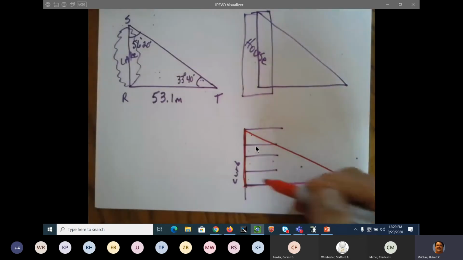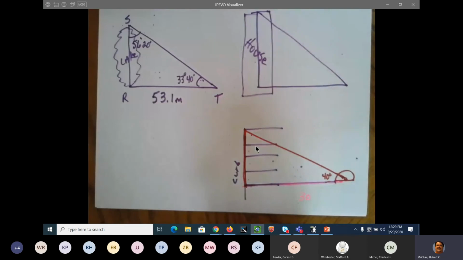But parking spaces are usually 12 foot wide. They usually are. Some are 8, some are 10. Depends on how cheap the person that built the complex or the parking lot is. Okay. So that's how you would set it up.